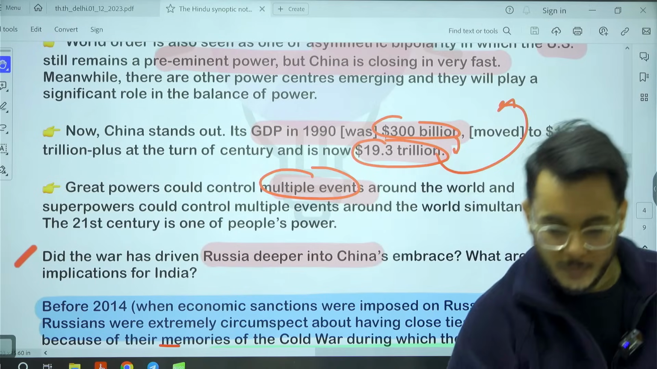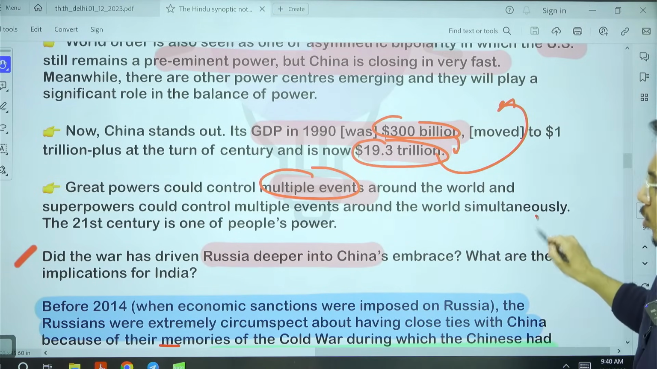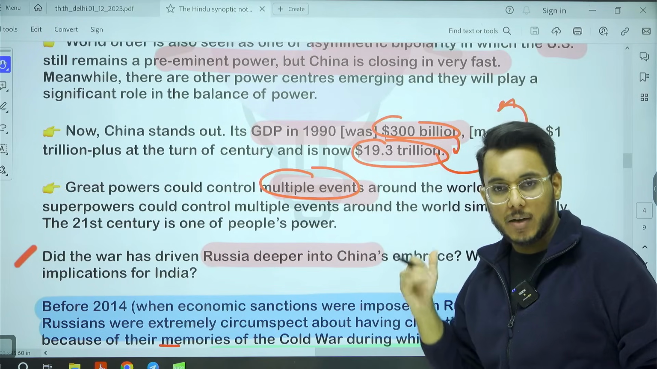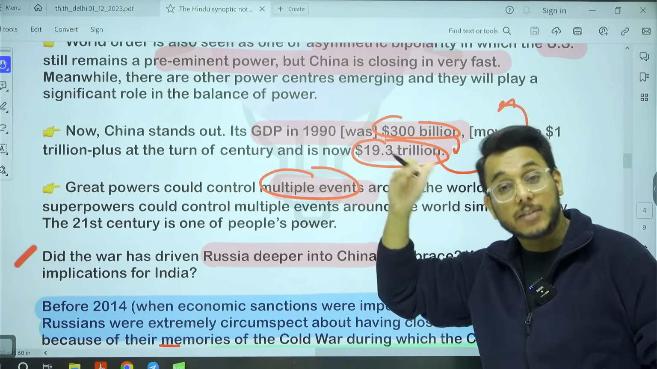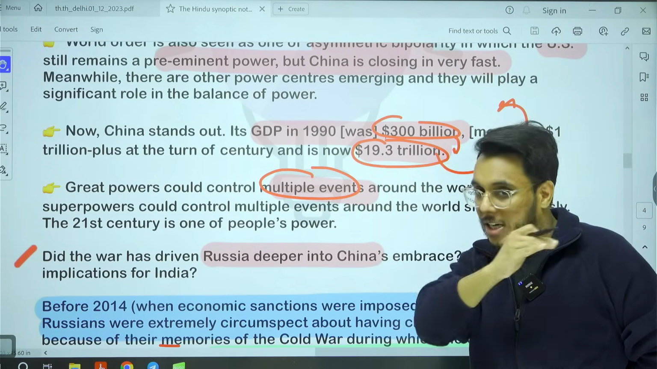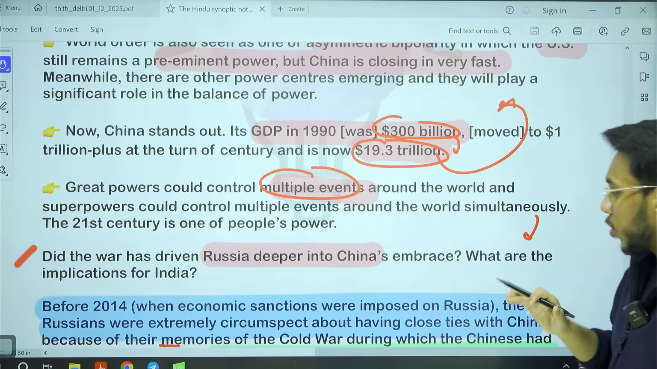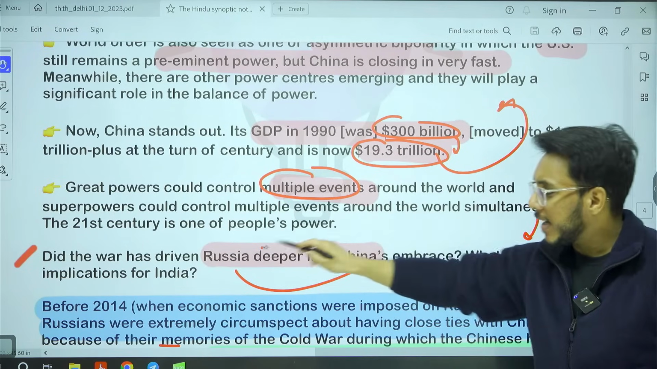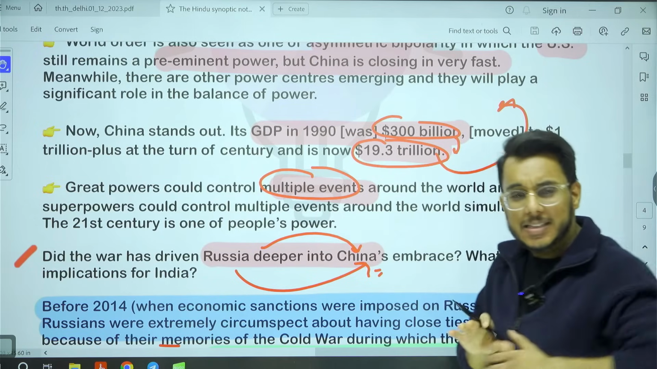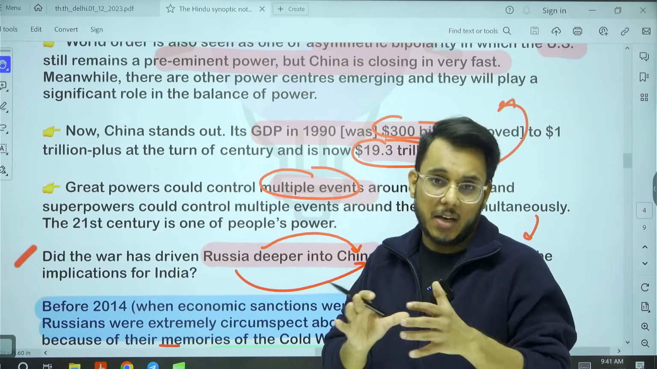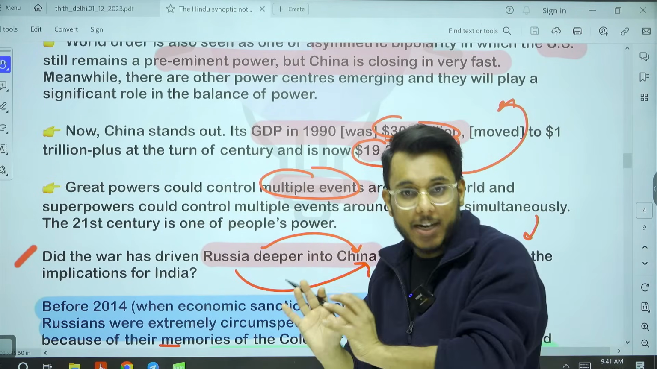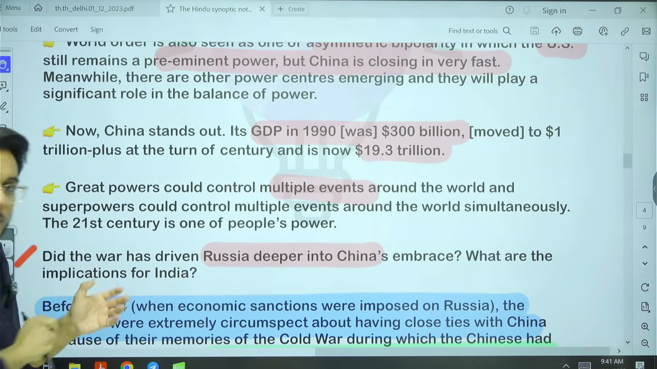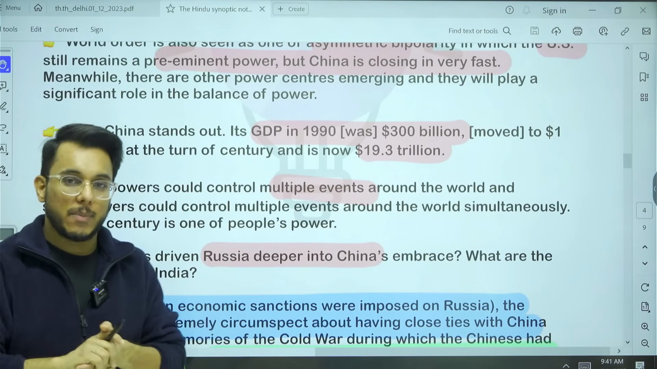Now, further moving in this direction, it is being said that as these geopolitical events are going on in the world, for example the Russia-Ukraine war, we have seen that Russia has been isolated by the West. So can we say that Russia has been driven deeper into China's embrace? Can we say that Russia has become more dependent on China? And by this, can we say that a Russia-China duo will emerge, and this duo will pose a challenge to the West? And if this happens, what will be the implications for India?